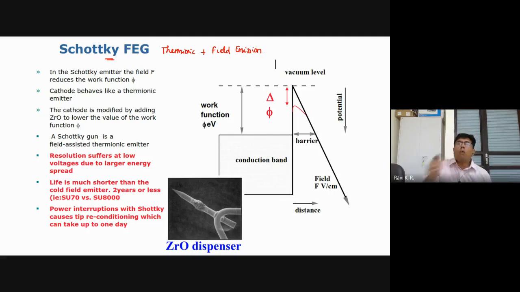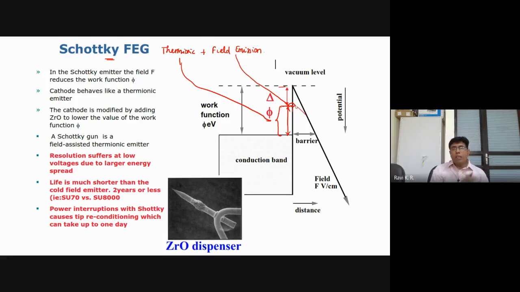What we do here is, by applying thermal energy, we overcome a certain part of the work function. Beyond that, we use a field to pull the electron. So you have to overcome only this much of the barrier, not the entire barrier. You overcome a little bit of the barrier, and then you use the tunneling effect. Basically, the thermionic part is here, then you use field emission and you can get an electron out.